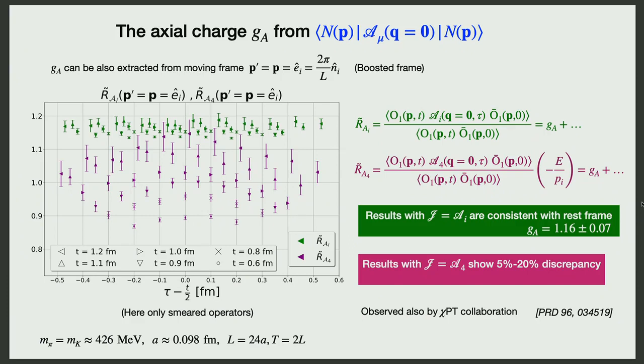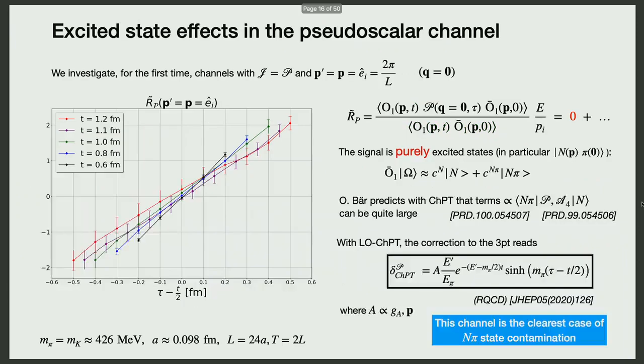We also looked at another channel, the pseudoscalar channel. We consider a pseudoscalar current, with nucleon operators in a boosted frame, so with momentum, but equal momentum. This channel is phenomenologically not interesting. However, for the N-pi contamination it's very interesting, because the nucleon ground state contribution to this ratio is 0. So if you see any signal in the data, it should be only excited states, right? Because the ground state, the nucleon, is supposed to be 0 analytically.